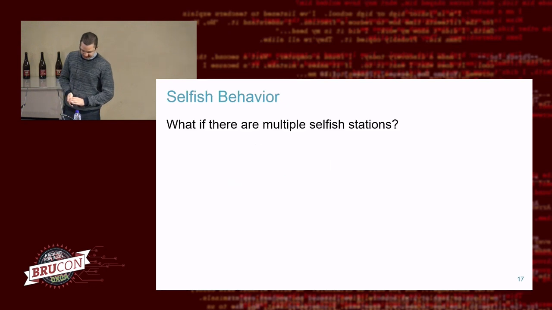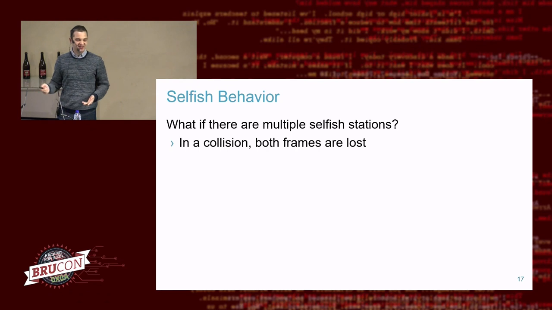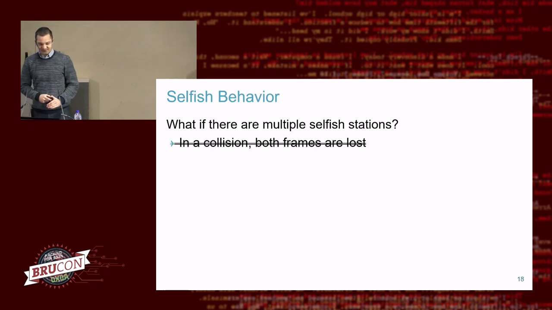Now, in the explanation I gave, I assumed that there would only be one selfish station and that all the others are behaving fairly. But what happens if there are two selfish stations and they both follow the same strategy where they just transmit as fast as possible? Well, you might imagine that in that case they'll transmit at the same time, so there will be a collision and both frames are lost. At least that's what I've always been told during my studies, that if you have two transmissions at the same time, yeah, you'll lose both of them. Turns out that in practice, that's not always the case.